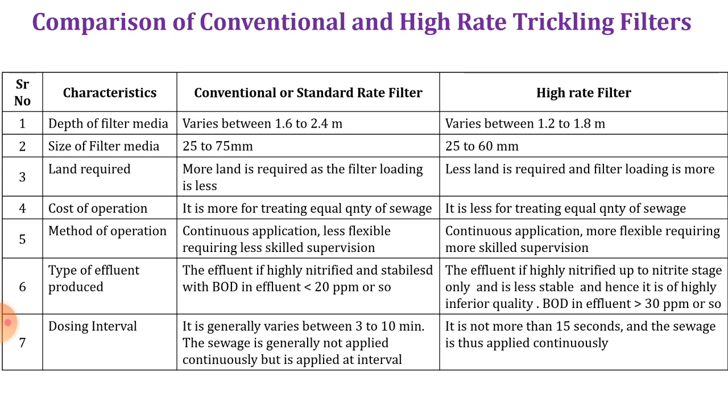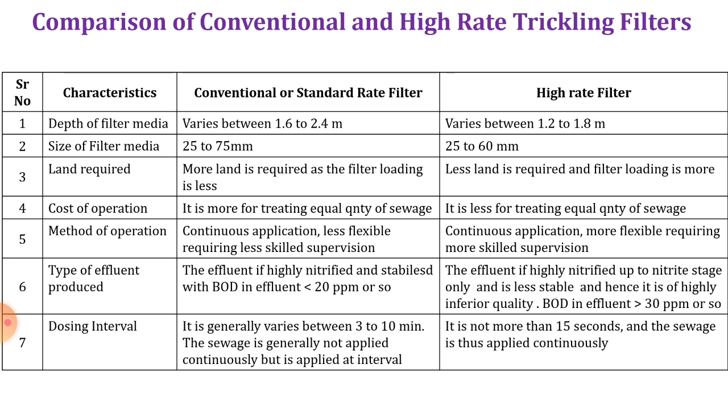These are the comparison between the conventional and high rate trickling filter. Based on the different characteristics, both the types are compared. So, depth of the filter in the conventional rate filter is 1.6 to 2.4 m, whereas it is 1.2 to 1.8 m in the high rate filter. Size of the filter media is 25 to 75 mm, whereas in this it is 25 to 60 mm. Land required is more in the conventional, whereas less land is required in the high rate.